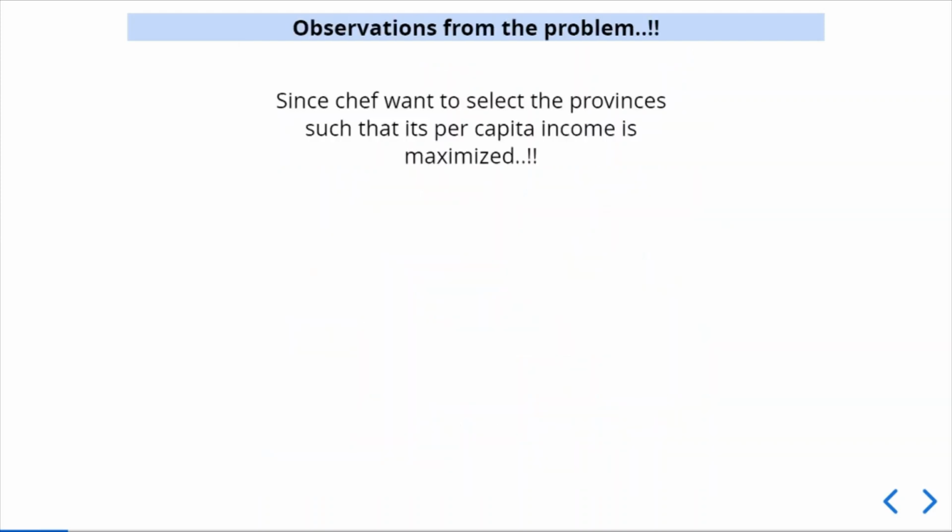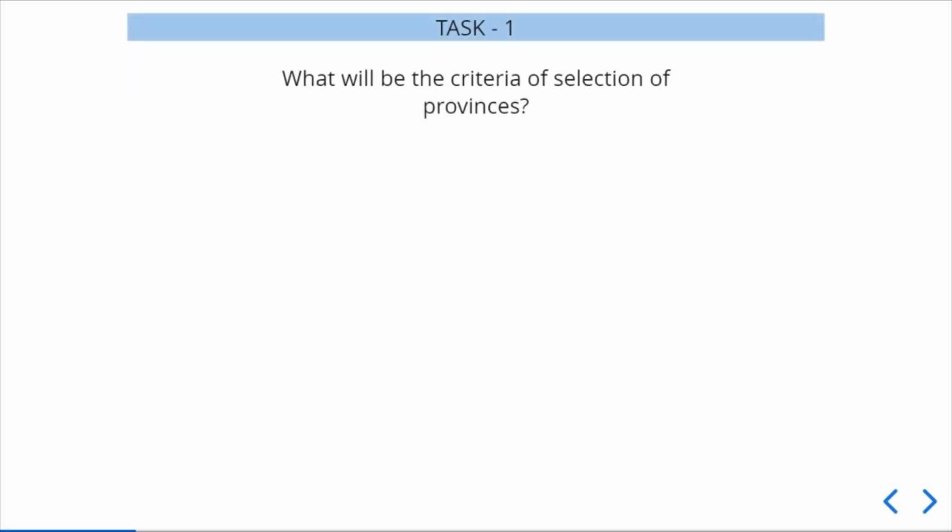What are the observations that we can derive from the problem? Chef wants to select the provinces so that the per capita income is maximized. The second is that chef also wants to select the maximum number of provinces in his area. These are the points on which we'll form a solution. Task 1 is what the criteria of selection of provinces will be. How can we choose the provinces?